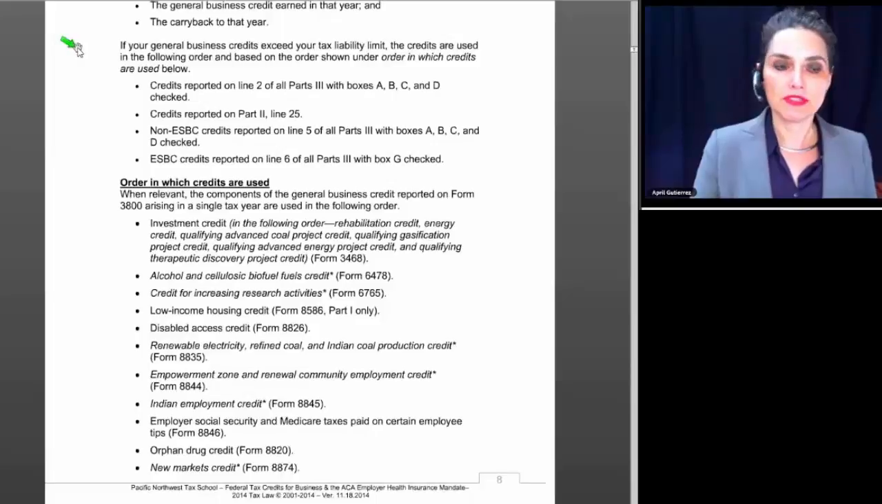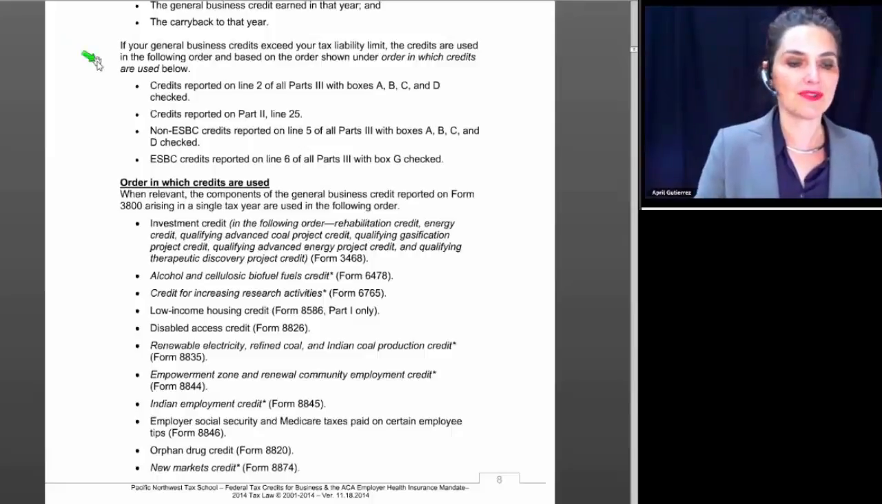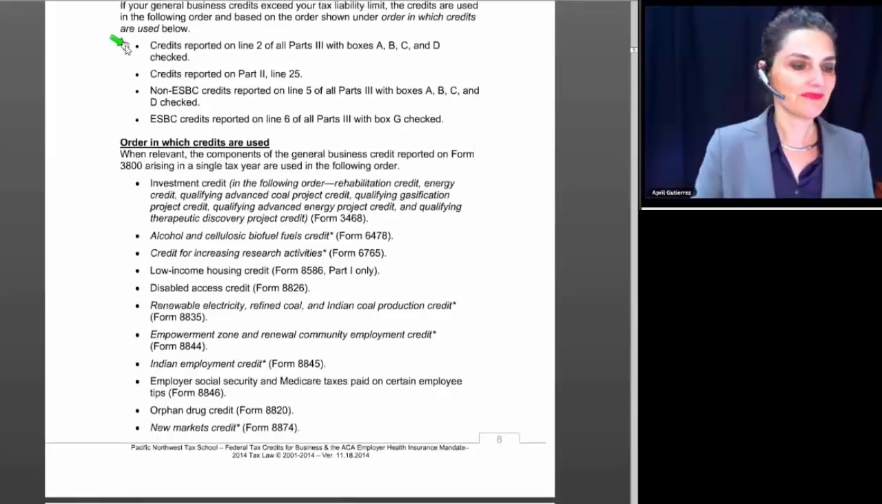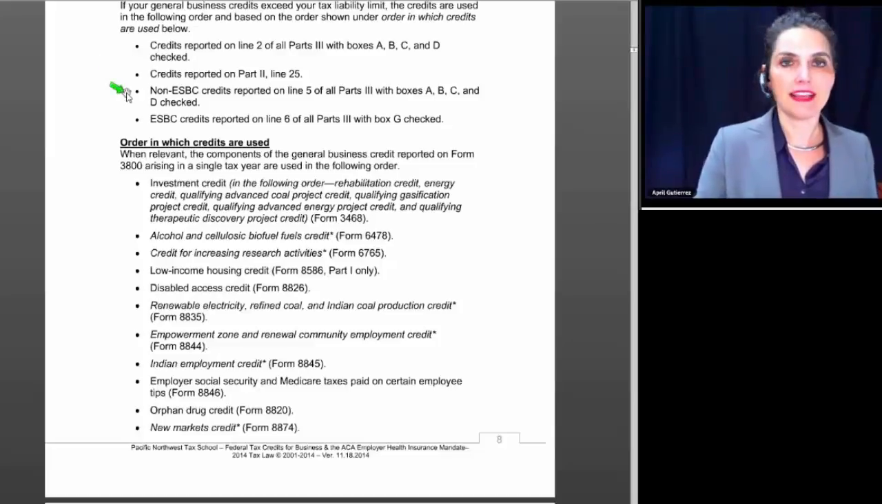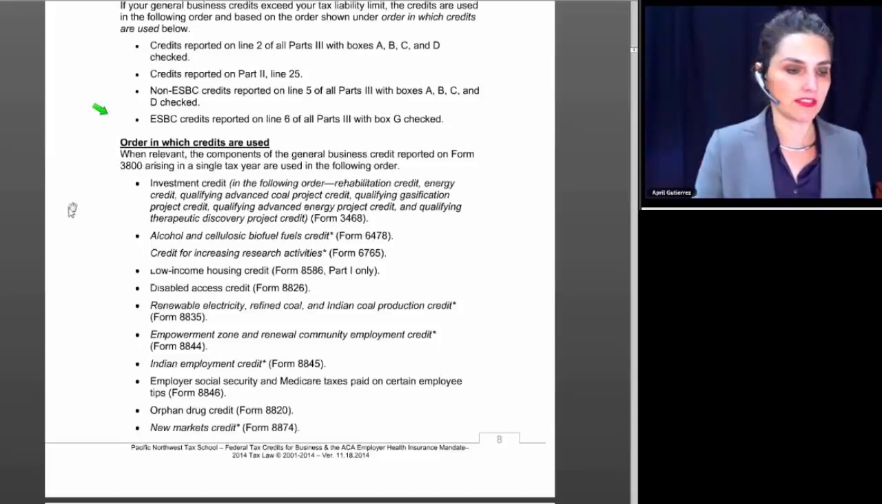If your general business credits exceed your tax liability limit, the credits are used in the following order and based on the order shown under order in which credits are used below. Firstly, credits reported on line 2 of all Parts 3 with box A, B, C, and D checked. Credits reported in Part 2 on line 25. The non-eligible small business credits reported on line 5 of all Parts 3 with box A, B, C, and D checked. And finally, eligible small business credits reported on line 6 of all Parts 3 with box G checked.